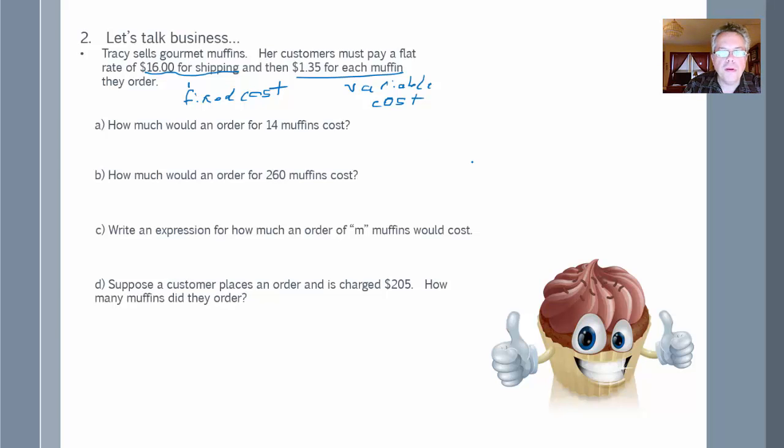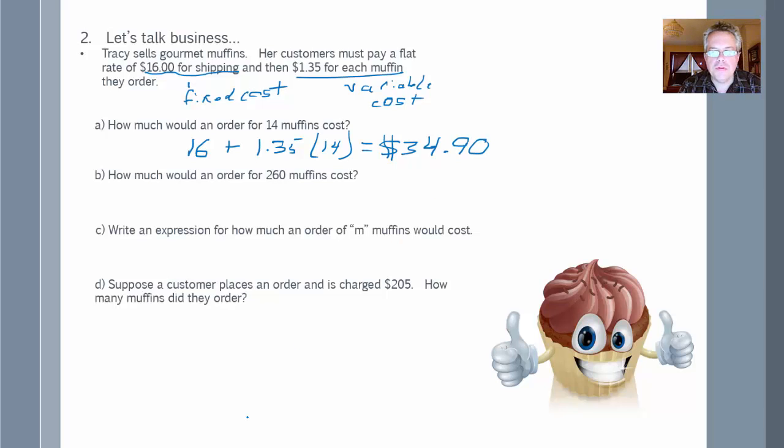All right, here we go. How much would an order of 14 muffins cost? Well, no matter what, we have to pay the fixed cost. So it's 16, and then $1.35 times 14. So each muffin is $1.35. So break out my calculator. 16 plus $1.35 times 14. That order is going to come up to $34.09. Like I said, I hope they taste good.